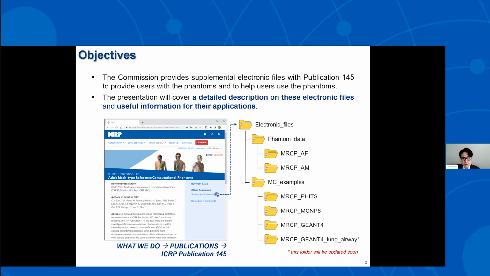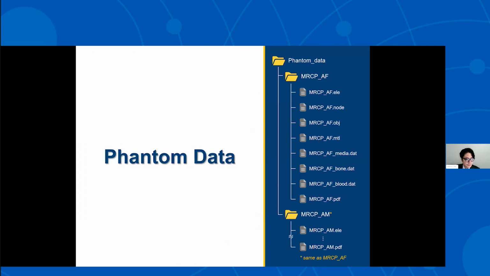The downloaded files are composed of two large folders. One is the phantom data folder, and the other is for the Monte Carlo codes examples. First, I'm going to explain the phantom data folder. The phantom data folder is composed of MRSP-AF, adult female, and MRSP-AM, adult male folders, and each folder has 8 files with element, node, object, material library, media, bone, blood, and PDF file formats.